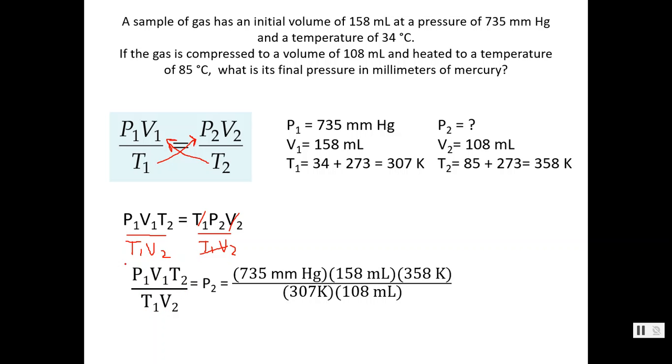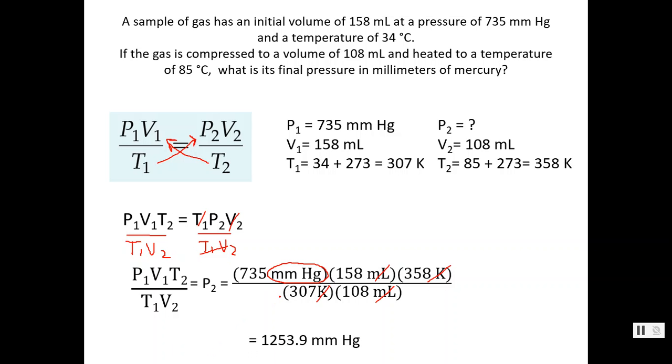And so now I have my combined gas law written in such a way so that I can easily plug in the numbers that I was given in the problem. And I can easily see that my milliliter units cancel, my Kelvin units cancel. I'm left with a value that's going to be in millimeters of mercury, which is great because I'm looking for a pressure, and that's a unit of pressure. And so putting that in your calculator, doing the appropriate multiplication and division.